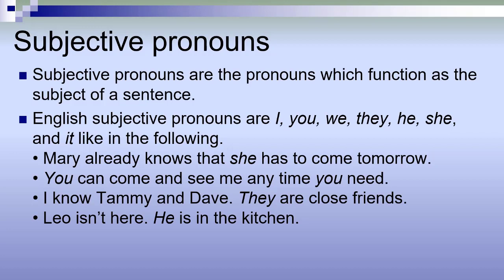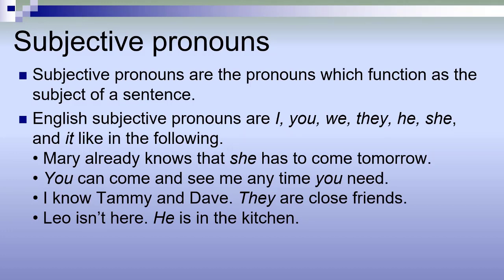object. We have, for example, in the sentence, Mary already knows that she has to come tomorrow. So she here is the subject of the clause she has to come tomorrow, and it replaces Mary, a female subject. You can come and see me anytime you need. So you here is the second person as a subject, and also you in you need is a subject.